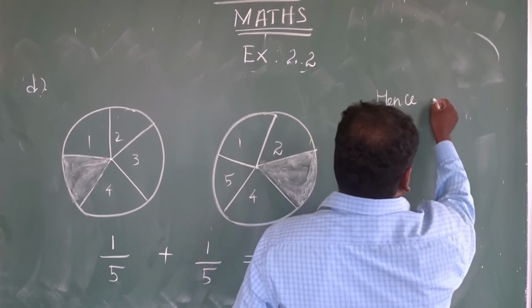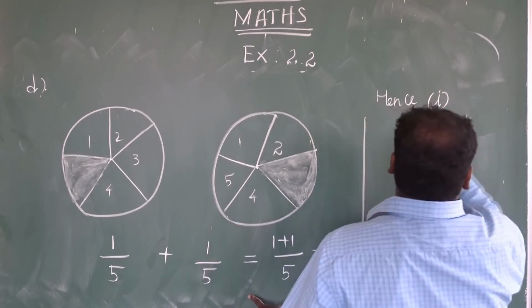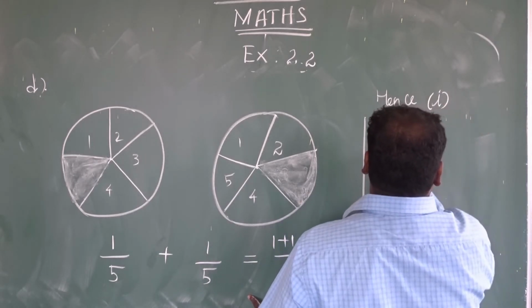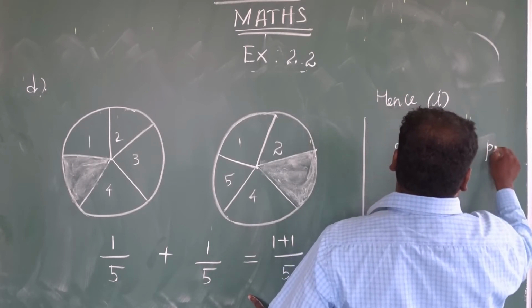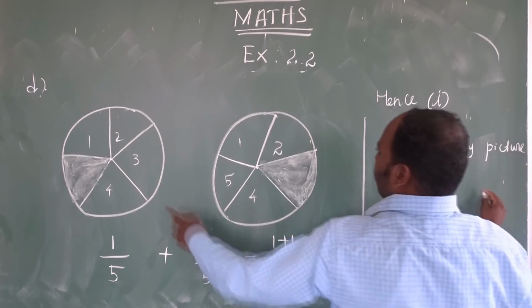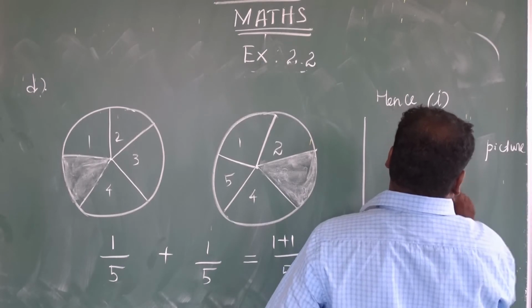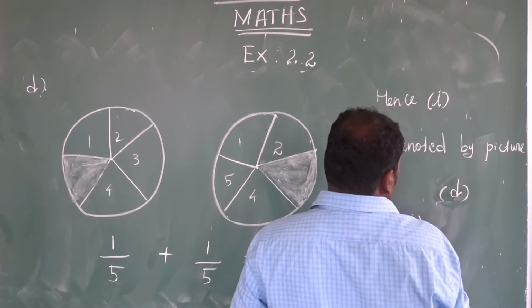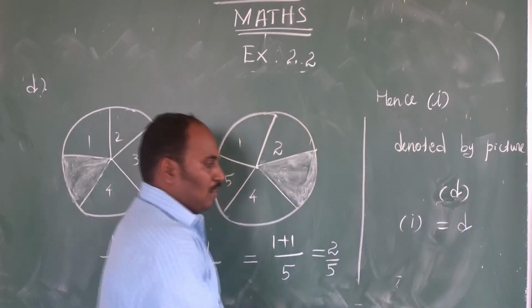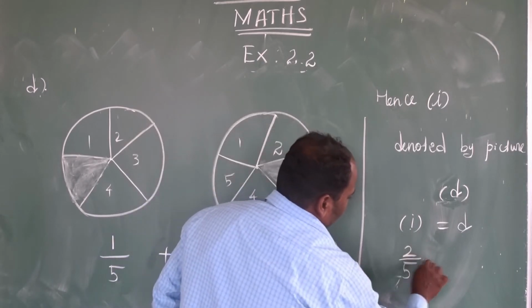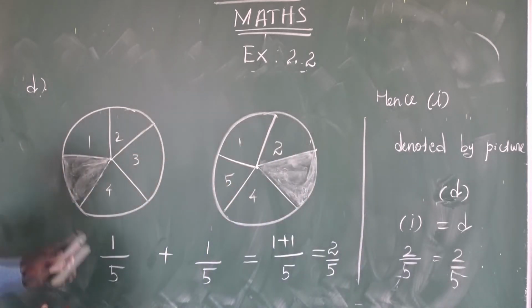Hence, the first one's answer is 2 by 5. The first one is denoted by the picture D, because the first one is equal to D. First one is equal to 2 by 5. Then D part is equal to 2 by 5. The next one, third question.